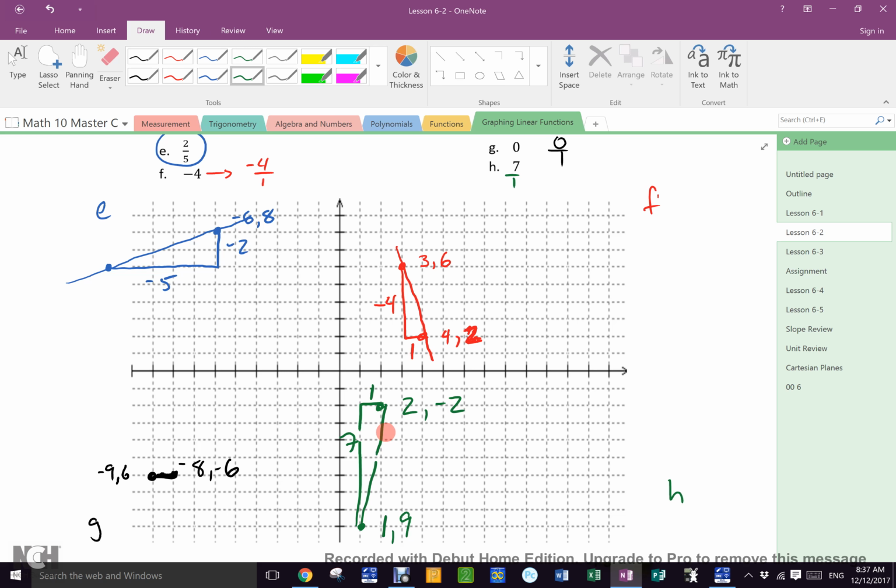So, if you have a graph, how do you draw a line when you know the slope? What do you got to do? I had a graph, I had a point, I had a slope. How do I make a line?